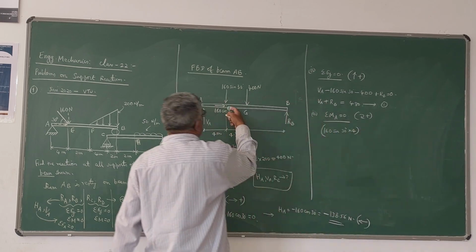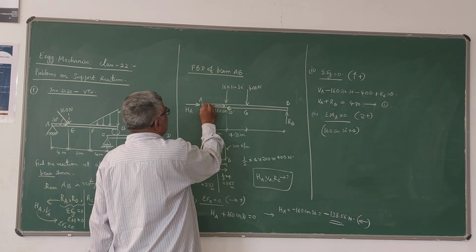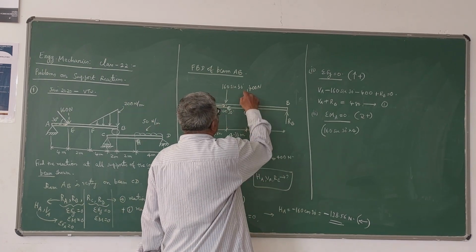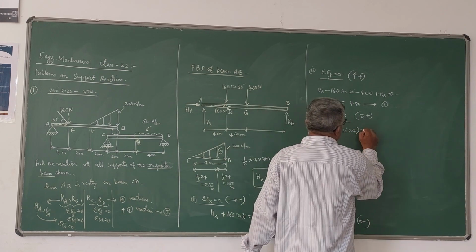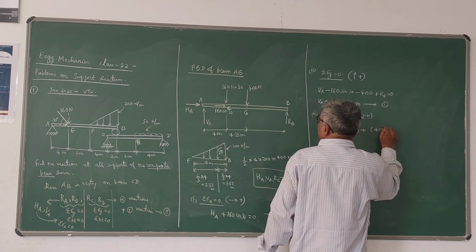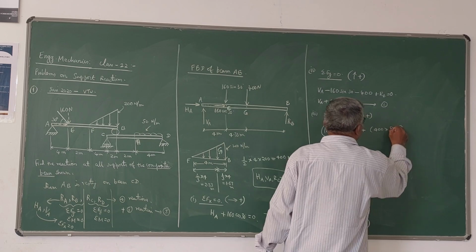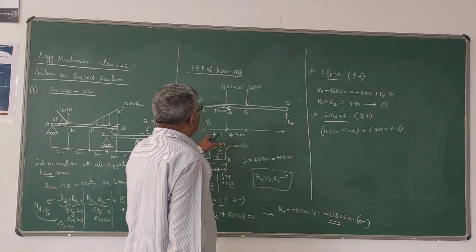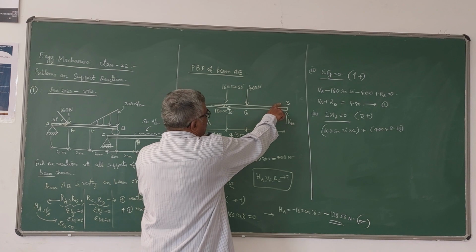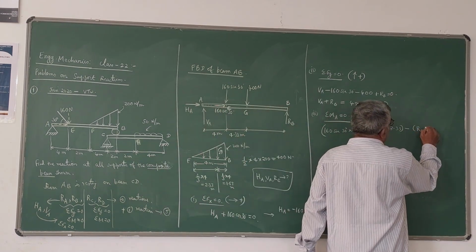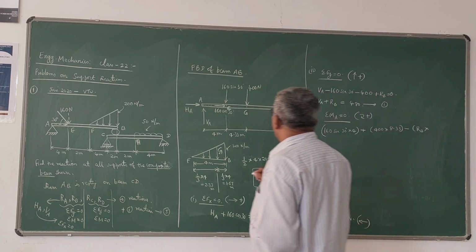And this 160 cos 30 will not have any moment because it passes through that point A. Then coming to this 400 Newton, it is also giving clockwise moment, plus 400 into distance 8.33. Please note that 4 plus 4.33 is 8.33. Then the distance from A you have to take. Then RB is giving anti-clockwise moment, minus RB into the total distance.